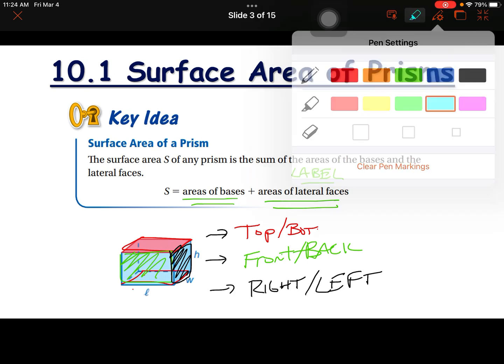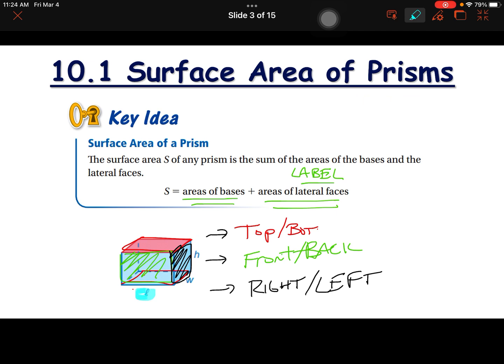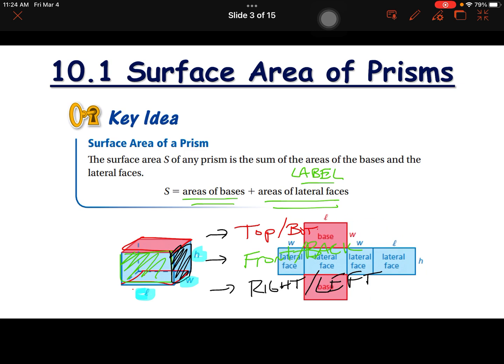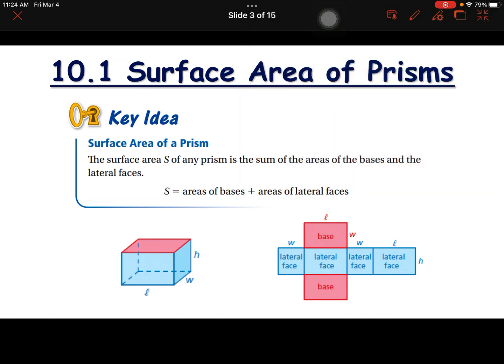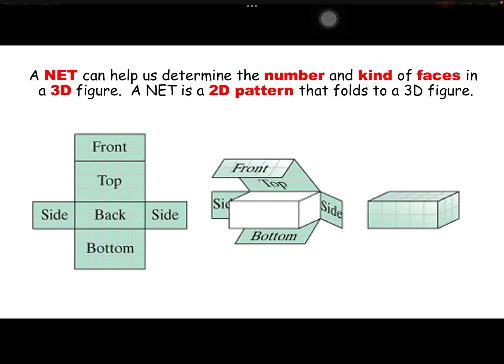I want you to recognize also that you have a length, you have a width, and you have a height. And we talked about that on Friday as well. All right, so that is the net. I'm going to clear that out so you can see. But that is what the net of this rectangular prism would look like. And you can see in blue would be all those lateral faces. And we can use the net to help us find surface area.